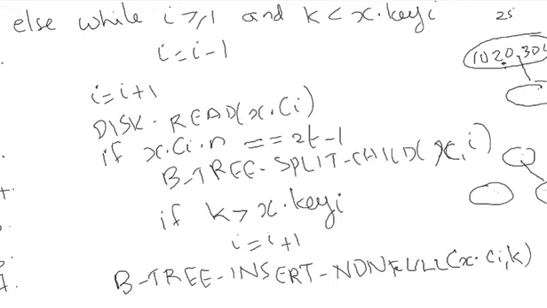Otherwise, the I will remain the same, and again we recursively call B tree insert non full of x dot ci comma k. So, again it will come to this point, and it will check whether it is a leaf. If it is a leaf, we will insert it. If it is not a leaf, then we will again try to find out the exact child, and we will check whether the child is full. If it is full, then we will invoke split child, and we will continue like this. Okay. So, we will stop when we get a leaf node. When we get a leaf node, we will insert this k. Okay. That is the insertion operation. So, we will see one example in the next class.